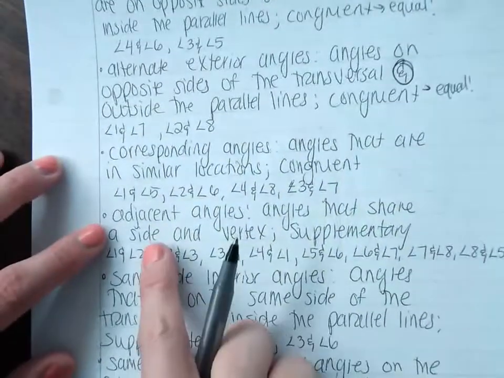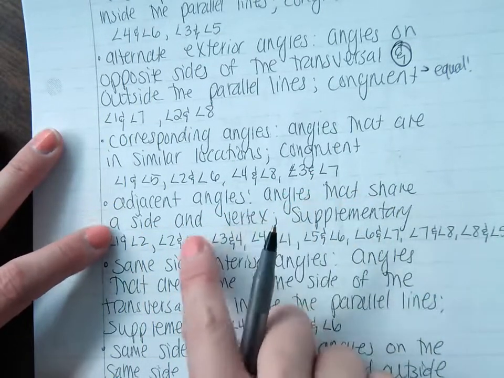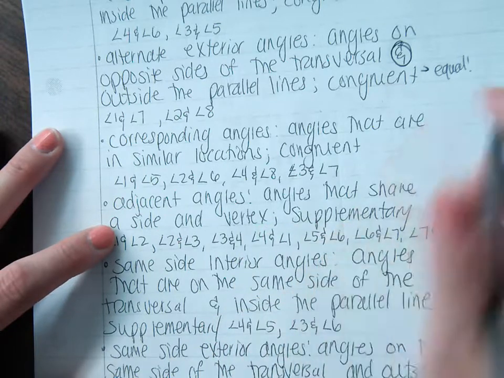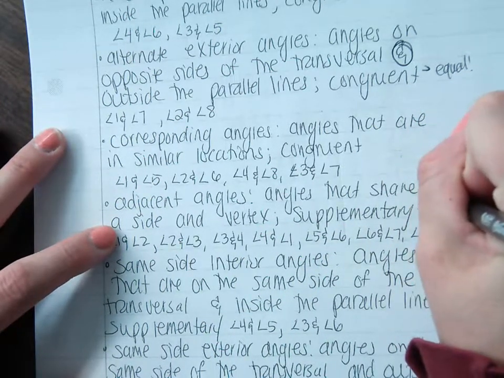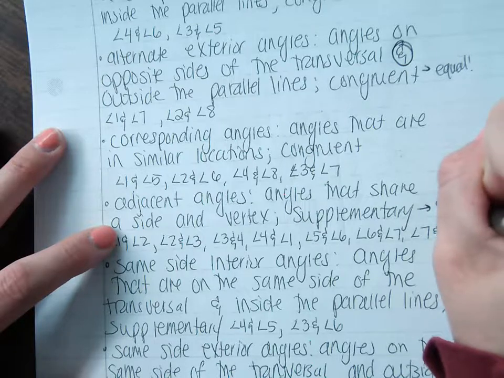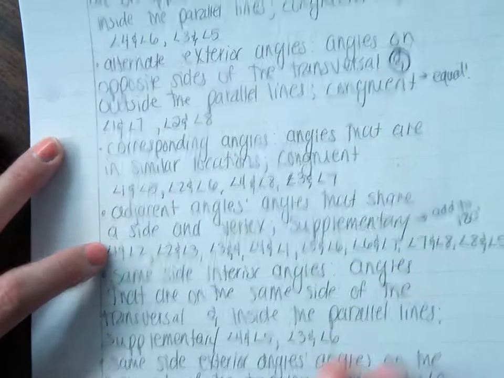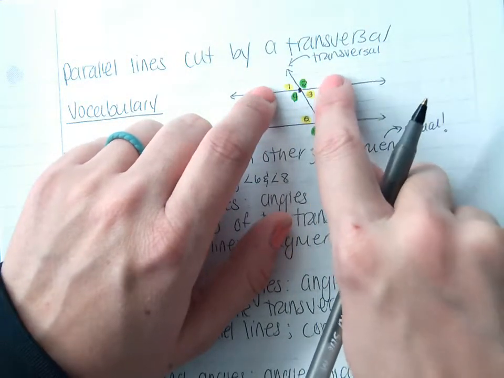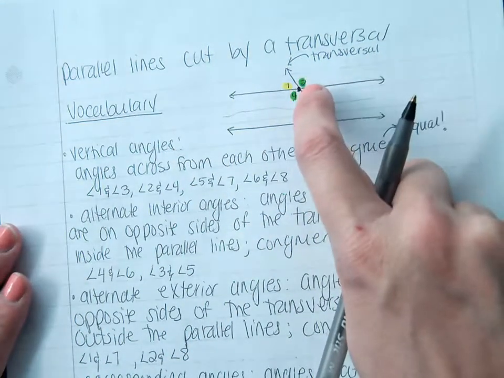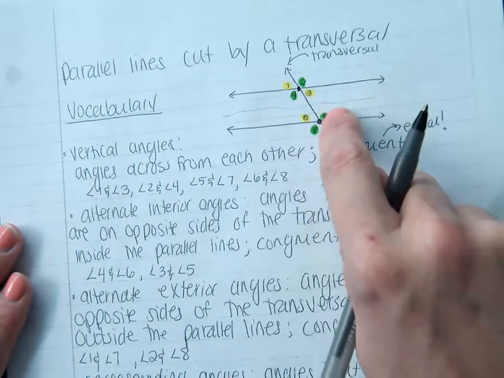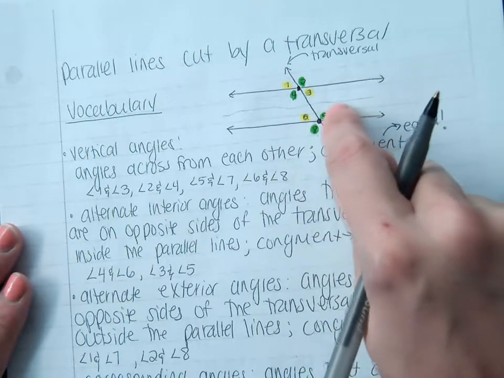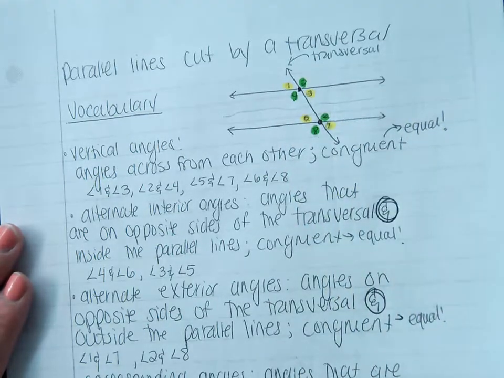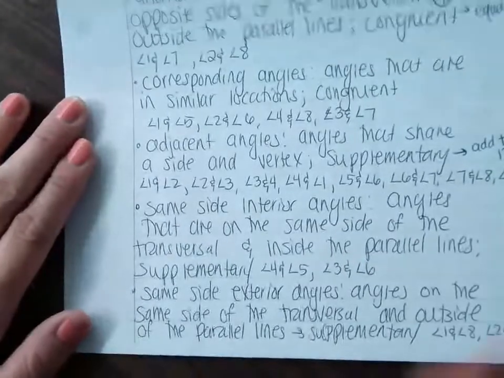Next, we have adjacent angles. Adjacent angles are angles that share a side and a vertex. These are supplementary angles, which add to be 180 degrees. 1 and 2 are adjacent angles. They're next door neighbors. 2 and 3, 3 and 4, 4 and 5, 5 and 6, 6 and 7, 7 and 8, 8 and 5. Those are all adjacent angles.